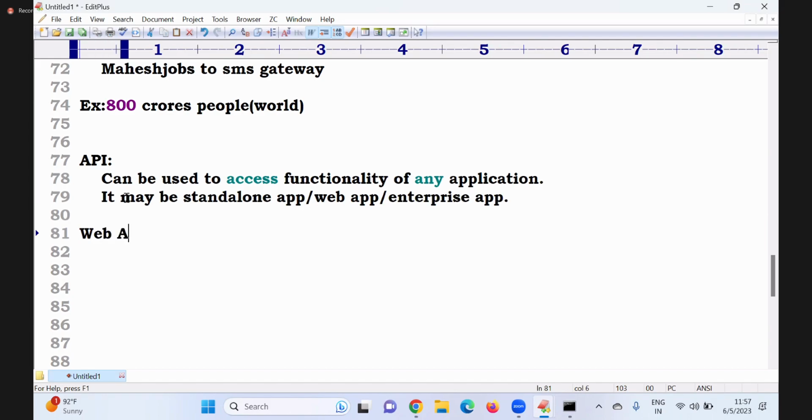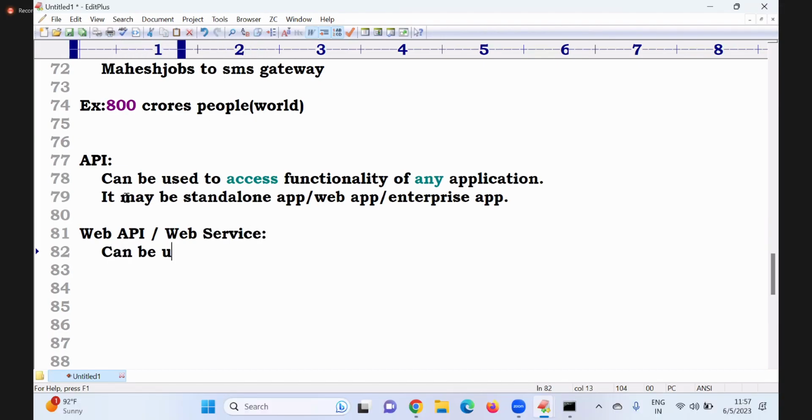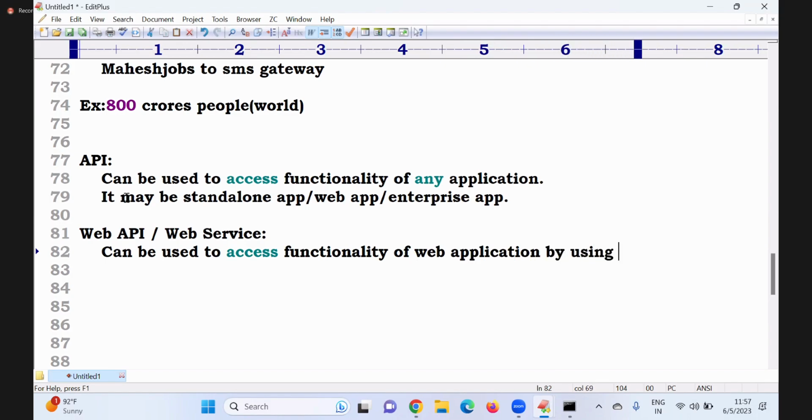Second, what is web API? A web service can be used to access the functionality of which one? Web. Yes, a web application by using HTTP, that is called web API or web service.